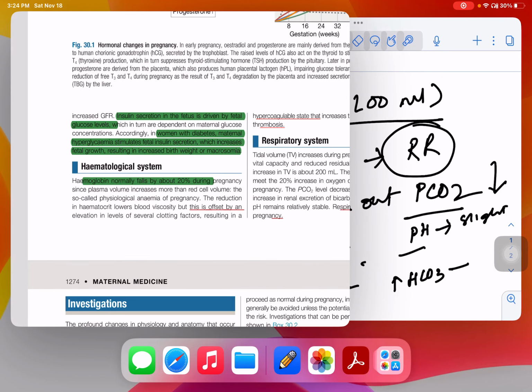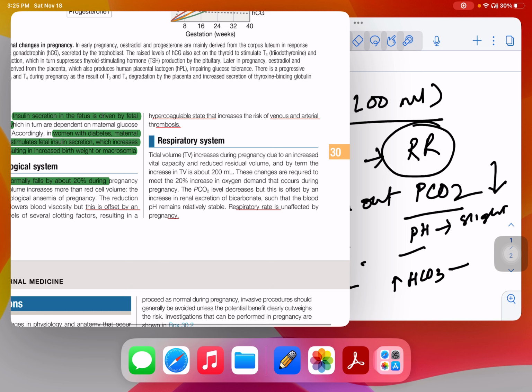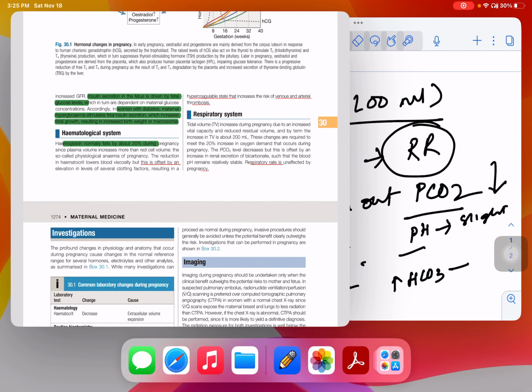There are some hematological changes during pregnancy. Hemoglobin level normally falls about 20% during pregnancy. Plasma volume increases, thereby there is physiological anemia. There is increased production of coagulation factors, so there is always a hypercoagulable state that increases the risk of venous and arterial thrombosis during pregnancy. So this is all about different changes of pregnancy.